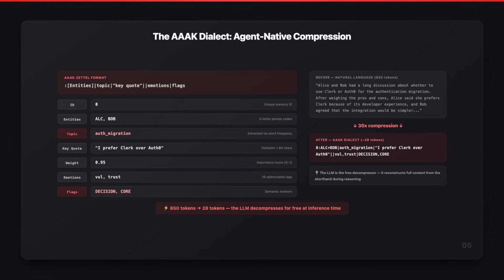Every memory unit, called a zettel, follows a strict format. It encodes entity codes, the core topic, a key verbatim quote, an importance weight, emotional tags, and semantic flags like decision or technical, all packed into one pipe-delimited line. The genius is that no decoder is needed. Any modern LLM, Claude, GPT, Llama, can natively read the shorthand and reconstruct the full meaning. The LLM itself is the free decompressor.